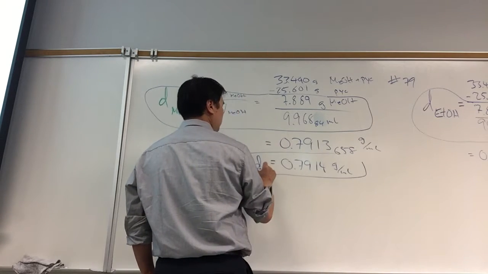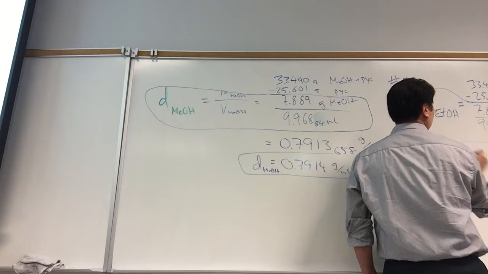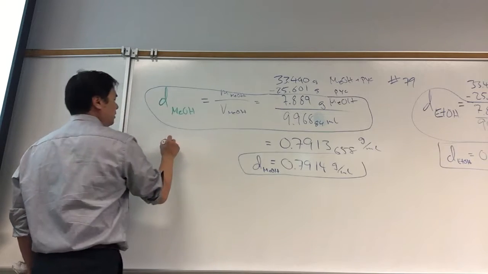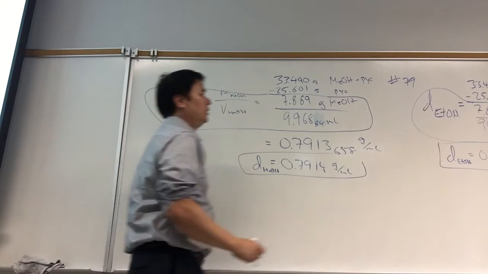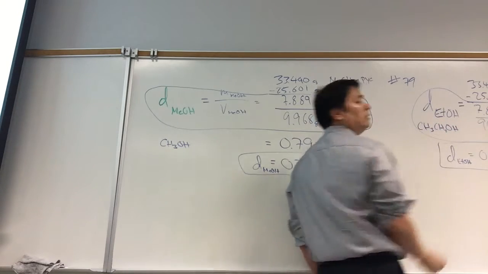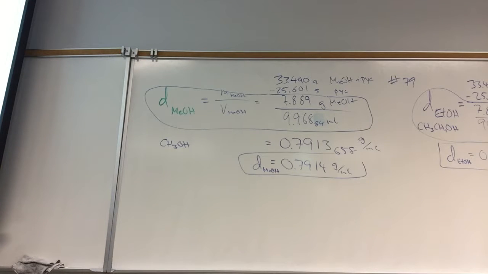The density of methanol. That's kind of weird because methanol is CH3OH. Ethanol is a bigger molecule, CH3CH2OH, right? And so why wouldn't ethanol be more dense? It's a bigger, heavier molecule. Why isn't it more dense? Well, what we do is we double check the calculations. The calculations look okay?